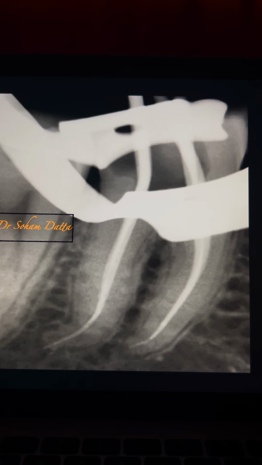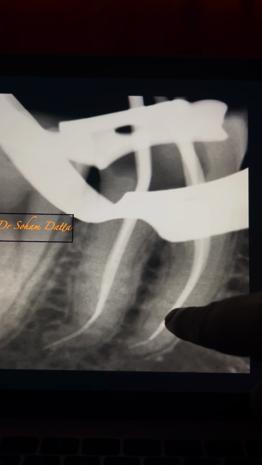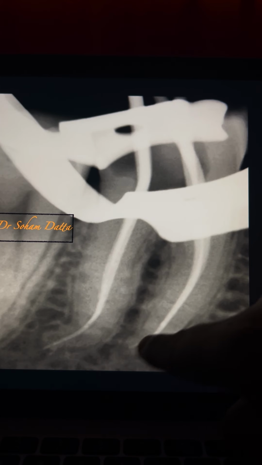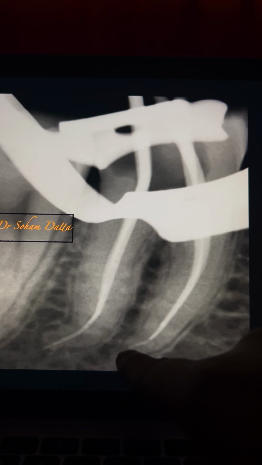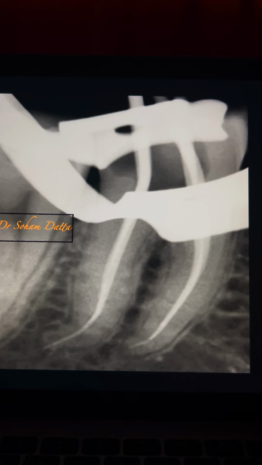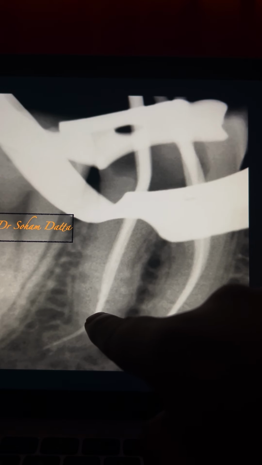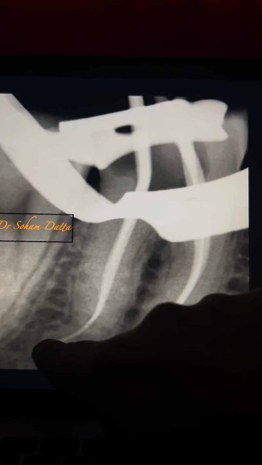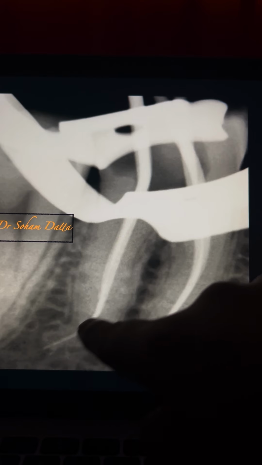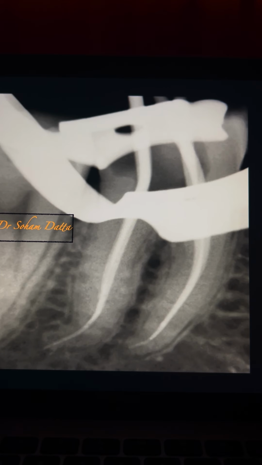See, if you see the master cone X-ray, you will find that two GPs are going up to this point, and from here one single GP going up to the apical end. Here also, this is the point where two GPs are there, and from this to this, a single GP goes up to the apex of the distal root.